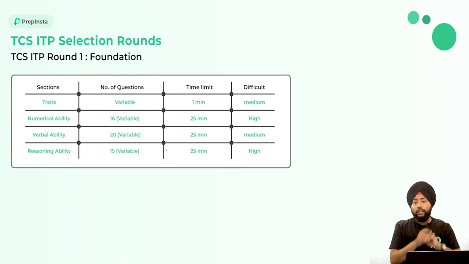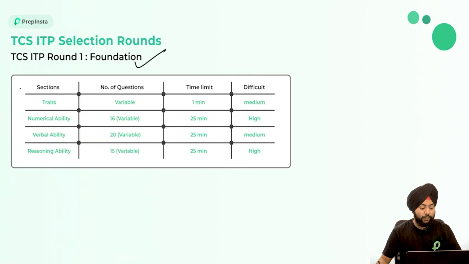Now here I'll be talking about the TCS ITP selection round process. As I told you, the first round is the foundation round. Let's see which sections will be there, how many questions they'll be asking, what time limit you will be getting, and what the difficulty level is. As you can see in this table, guys, there are four sections: traits, numerical ability, verbal ability and reasoning ability.